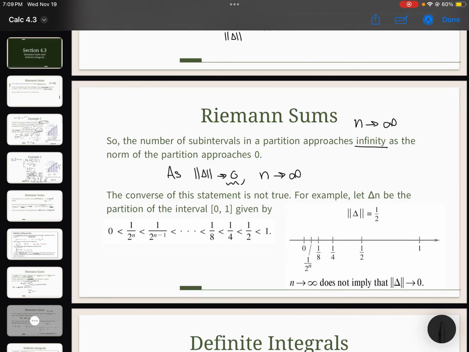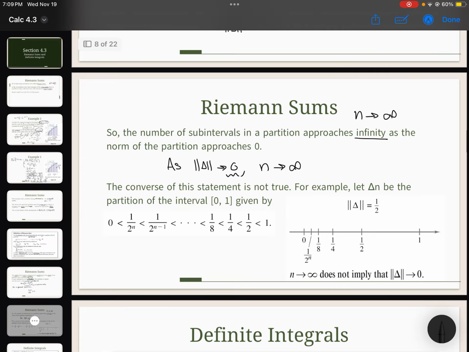The converse of this is not true. That's what they're saying down here. They're just giving you an example of an interval going from 0 to 1. As n approaches infinity does not necessarily imply that the norm heads towards 0. It has to be in this order up here. As the norm heads towards 0, then I know that n is approaching infinity. For this particular example, our largest subinterval is just 1/2. So they're saying, hey, if n is approaching infinity, it doesn't necessarily mean the norm is always heading towards 0, but this starred one up here is true.